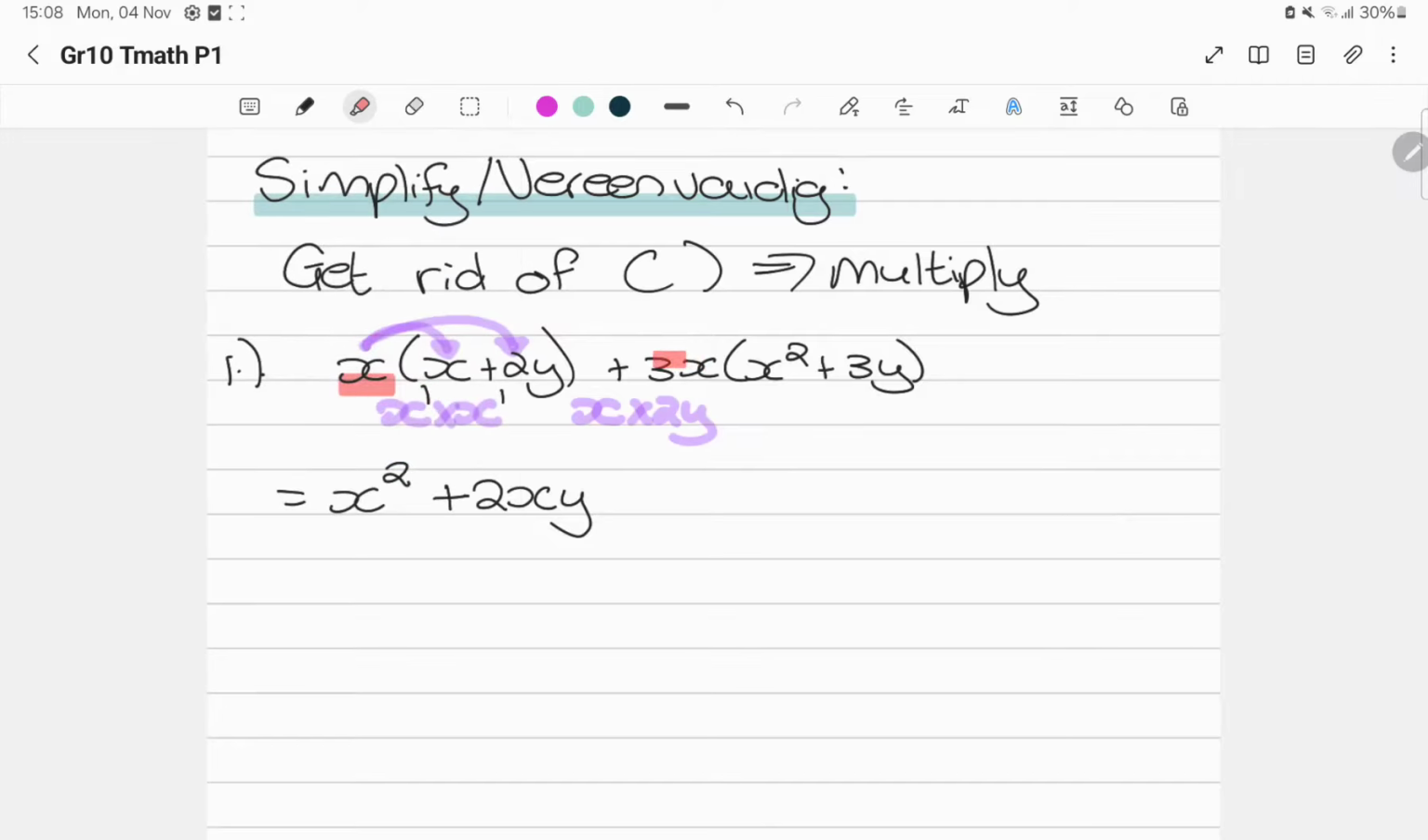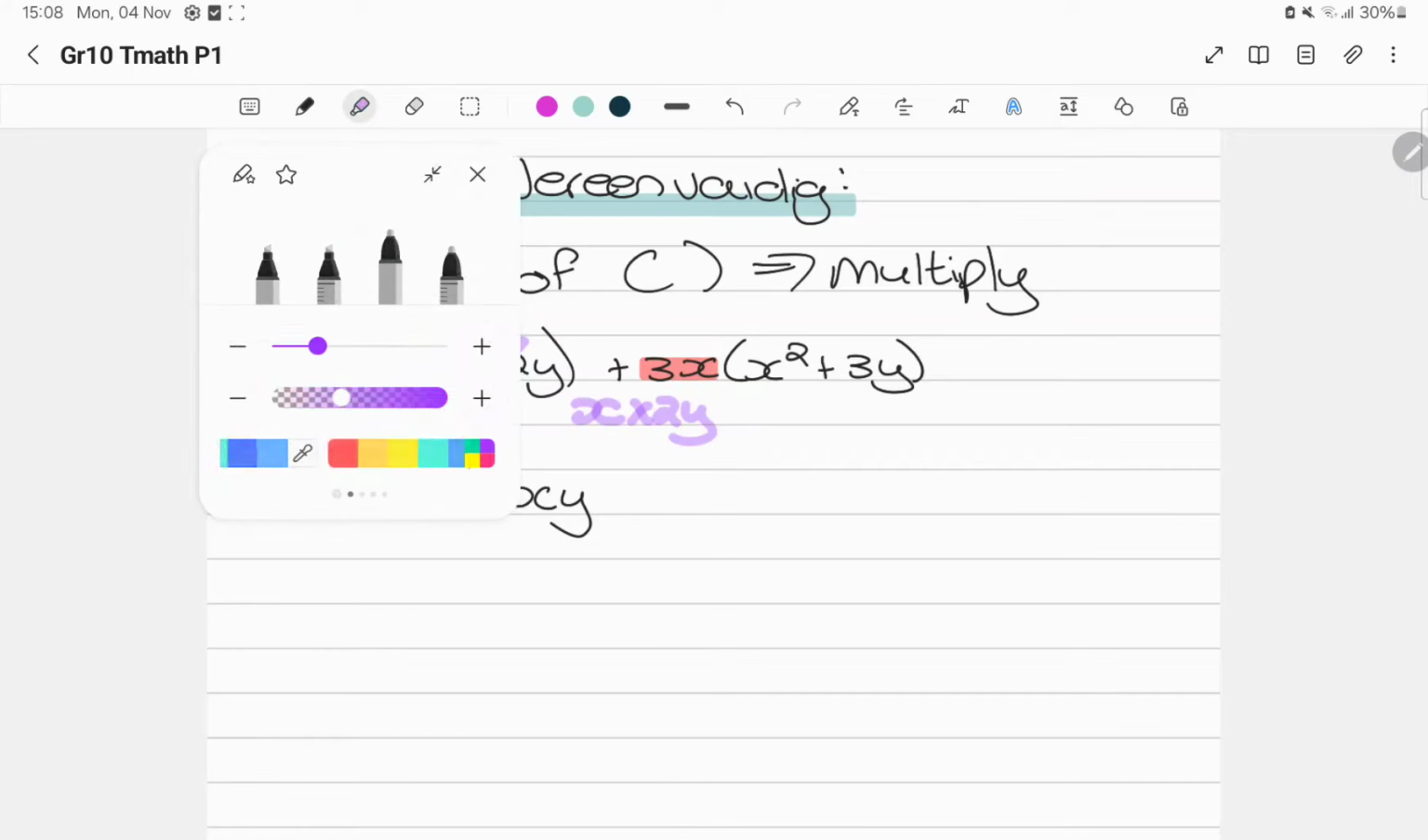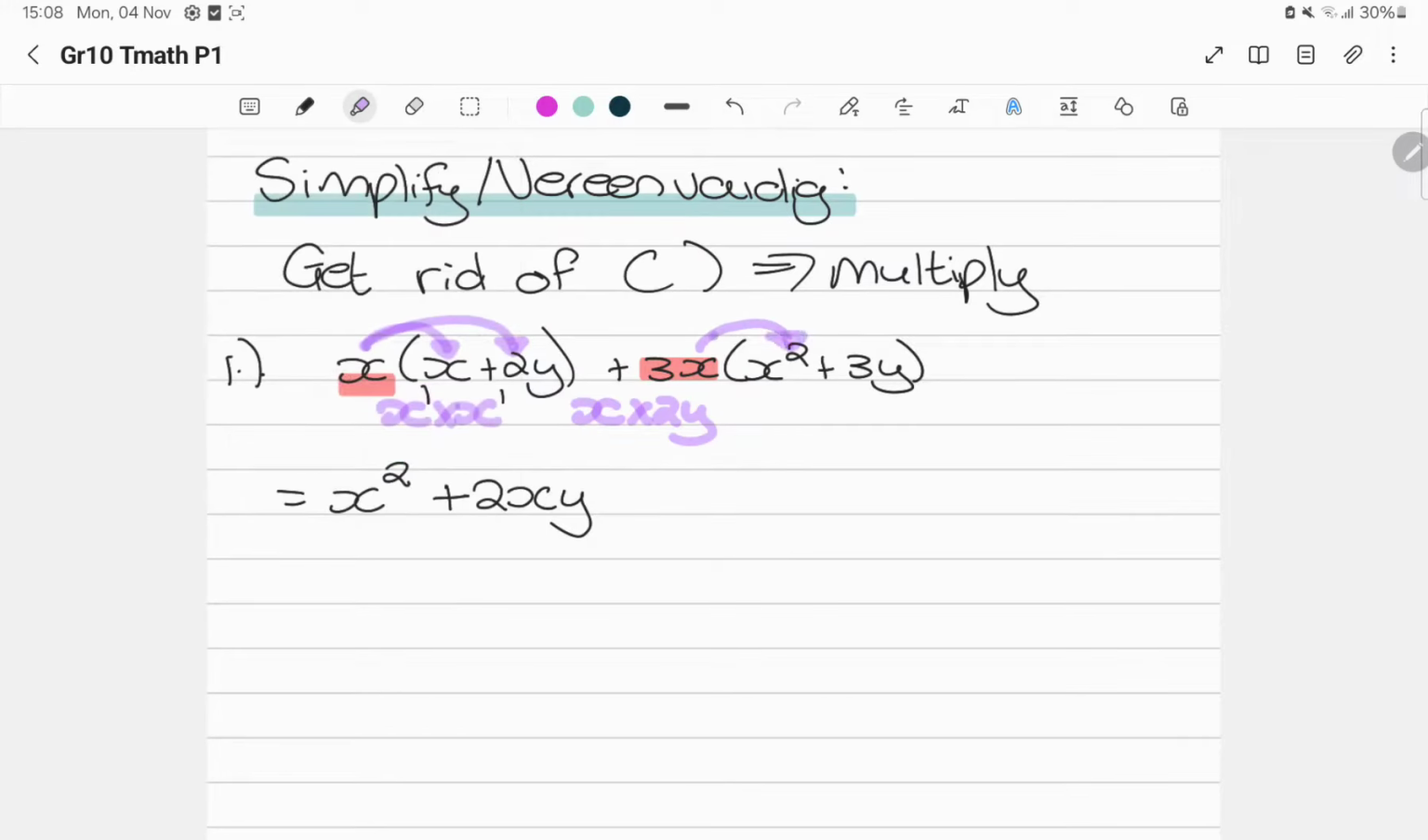So what's in front of my next bracket? It's going to be 3x. Same thing. I have to take this 3x and multiply it into my bracket. Meaning, I'm going to ask myself, what is 3x times x squared? And what is 3x times 3y? Obviously, 3x times x squared is going to be 3, and then I have 1 plus 2, which gives me x to the power of 3. And then I do the same thing. So 3 times 3 gives me 9xy.